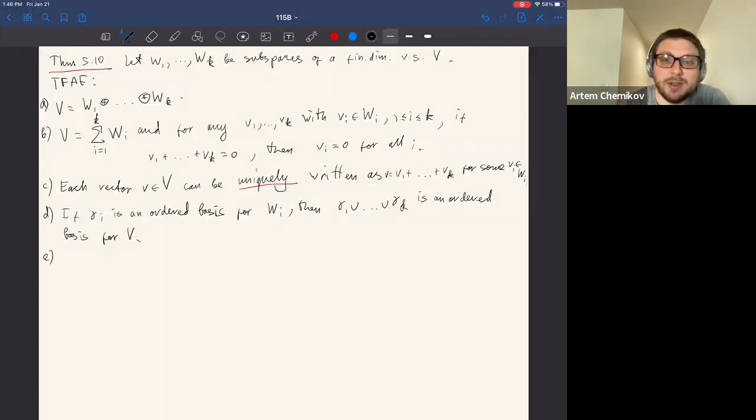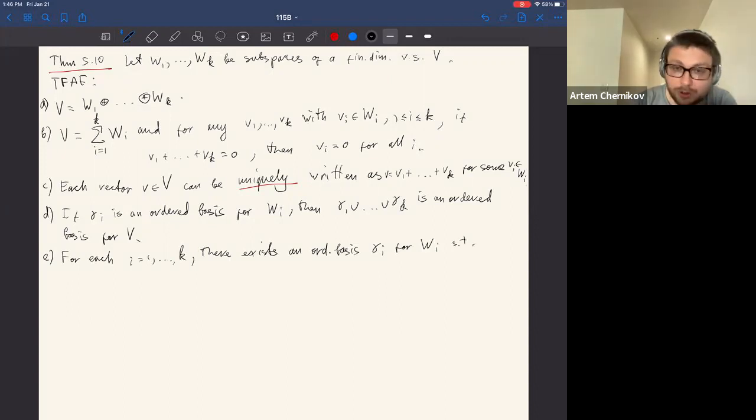And the last equivalence, E: for each I from 1 through k, there exists an ordered basis gamma I for the subspace Wi, okay, such that if we take the union gamma 1, union gamma 2, etc., union gamma k, what we get is an ordered basis for V.